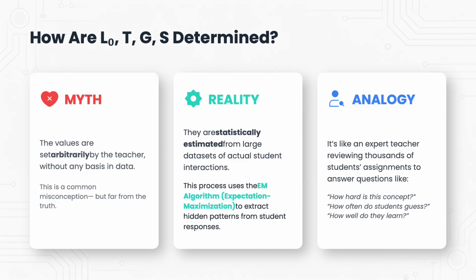The EM algorithm works in two alternating steps, repeated many times. In the E step, or expectation step, the algorithm uses its current best guess of the parameters to infer the hidden mastery states of all students for all questions. In the M step, or maximization step, it uses those inferred states to calculate new, improved parameters. This cycle repeats, getting better and better at estimating the parameters until they stabilize. It's a beautiful example of machine learning in action.